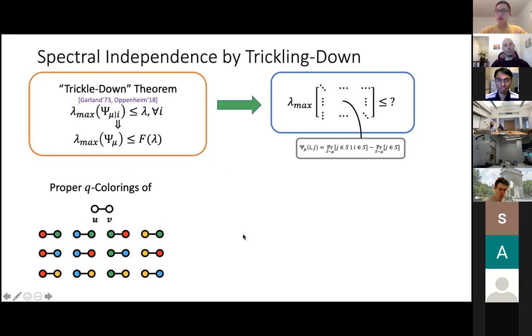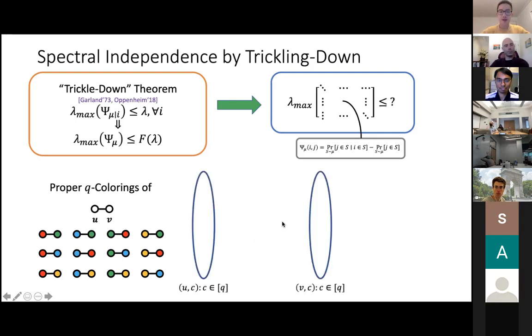Now let's look at what the influence matrix looks like. I can collect all the vertex color pairs where the vertex is U on one side, and all the vertex color pairs where the vertex is V on the other side. And you can draw a graph to visualize things.